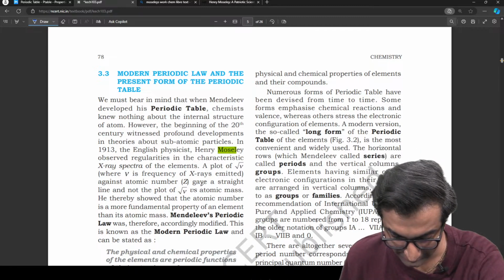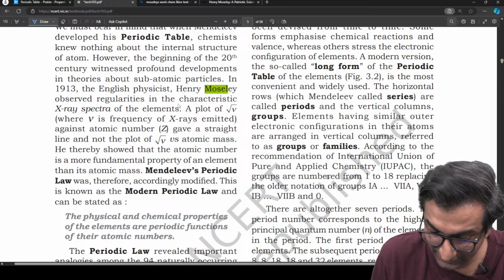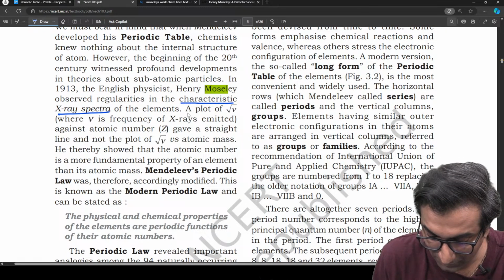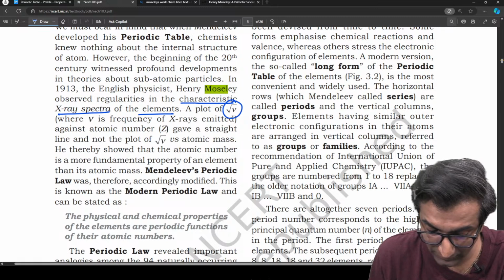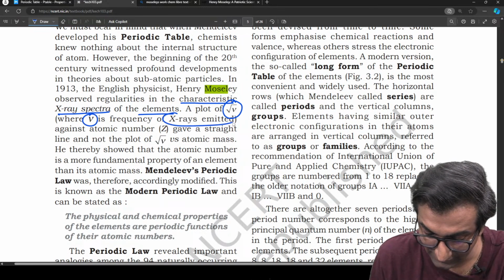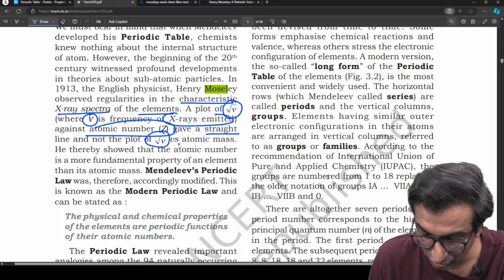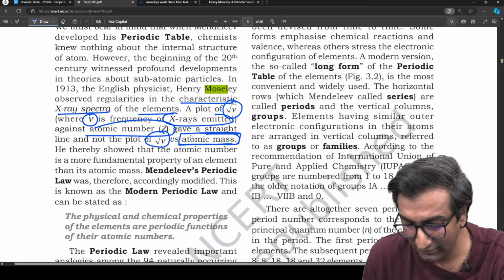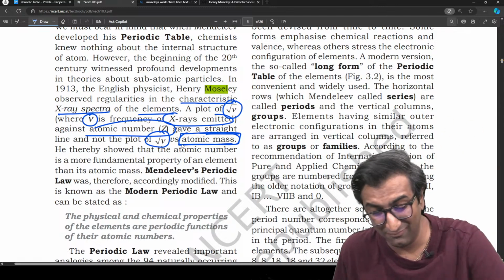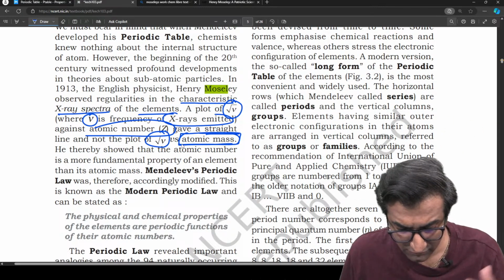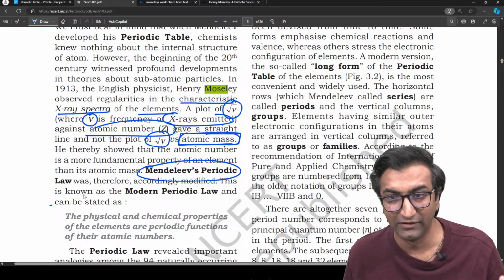एक बार उसका नाम बेचारे का दिया है, Henry Mosley, right? He said that regularities in characteristic X-ray spectra of elements, which you probably don't know what this is. A plot of root of frequency, root nu, of X-rays emitted against atomic number gave a straight line and not a plot of root nu versus atomic mass. If it was root nu versus atomic mass, then you would say the periodic properties were because of atomic mass. The periodic table Mendeleev was right, but this proved that Mendeleev was wrong. Which is okay, it's okay. Mendeleev was great, he did many things, but Mosley is the focus.